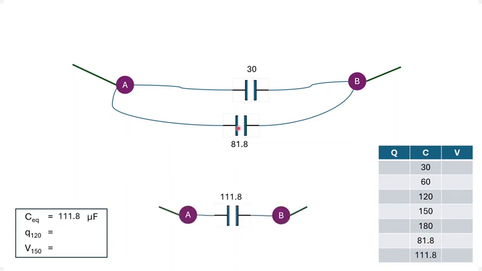Last but not least, the 81.8 is in parallel with the 30. We simply add and get 111.8, and that's our last row, and that is our equivalent capacitance.